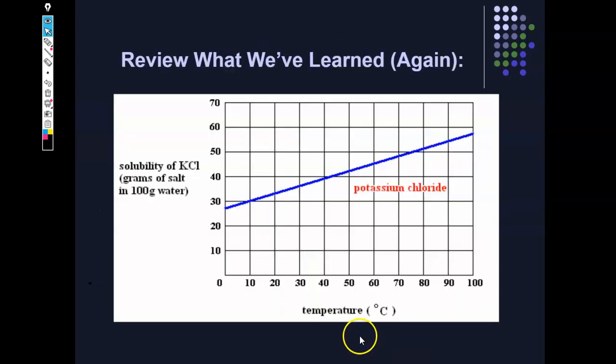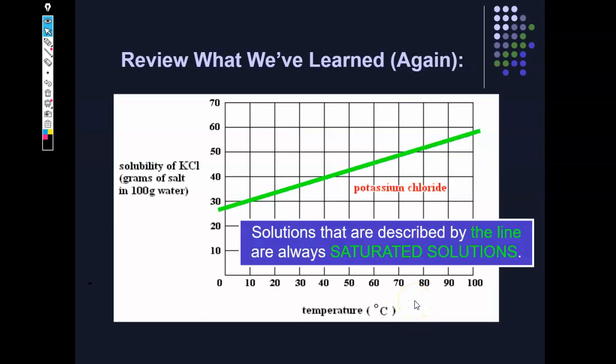So let's take a look at this in terms of the graph. Here is a solubility graph for potassium chloride. As you can see, solubility is increasing as temperature increases. We can say that solutions are described by the line. That line represents a saturated solution, the point at which no more solute can dissolve at a given temperature. And so we've drawn a line to connect all those points at the different temperatures.